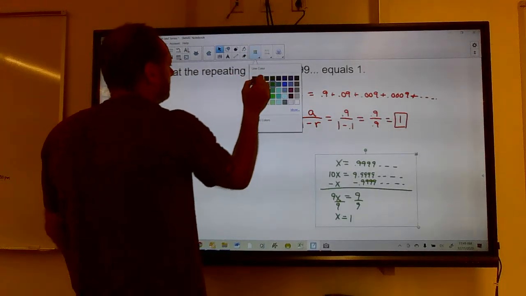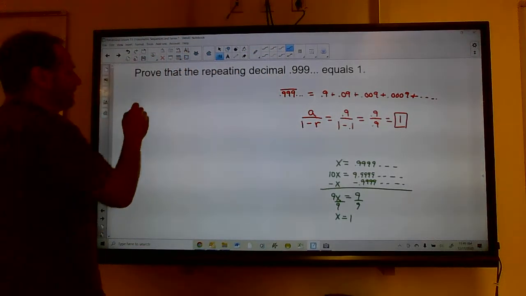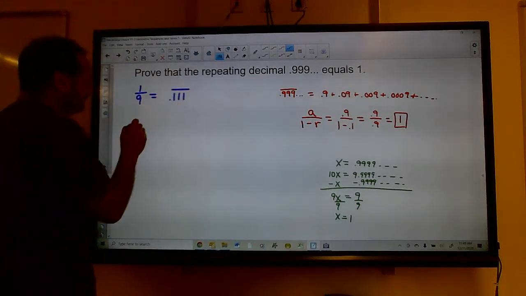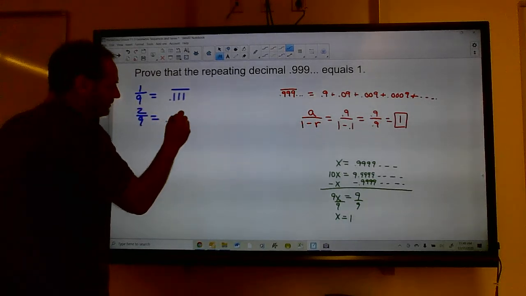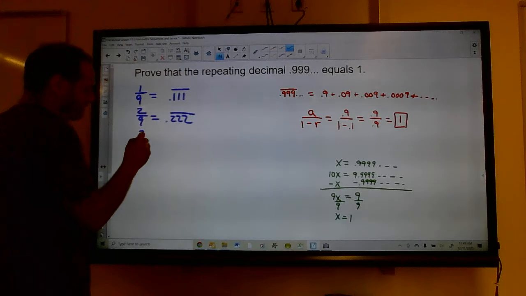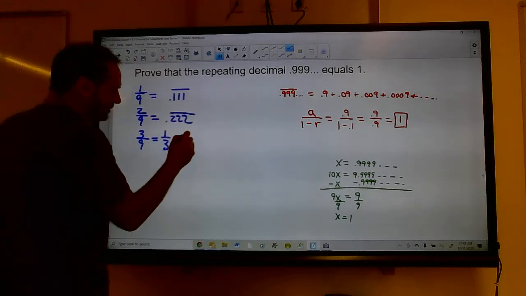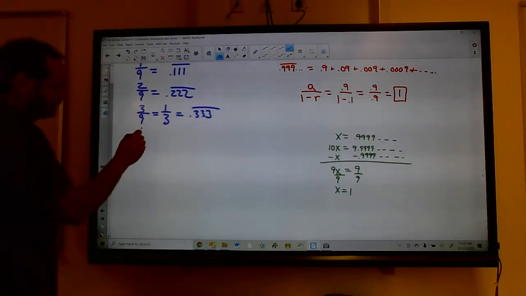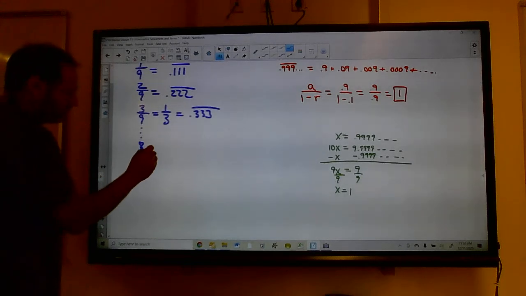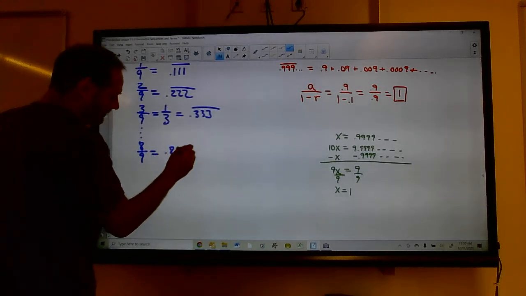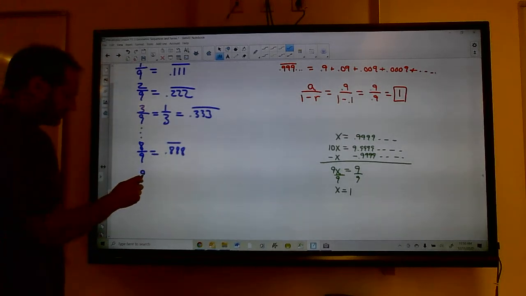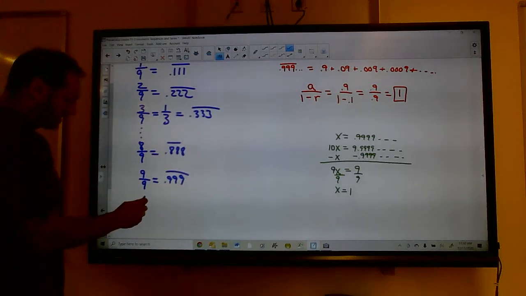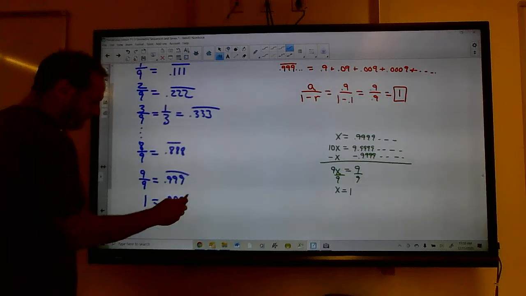Here's another way you could look at it. You could say, 1 divided by 9, that's 0.111 repeating forever. 2 divided by 9, 0.222 repeating forever. 3 divided by 9, that's 1/3, which is 0.333 repeating forever. Notice the pattern here? 8/9 would be 0.888 repeating forever, which means 9/9 would be 0.999 repeating forever. And hey, wait a minute, 9/9 is 1, so I proved it a third way.